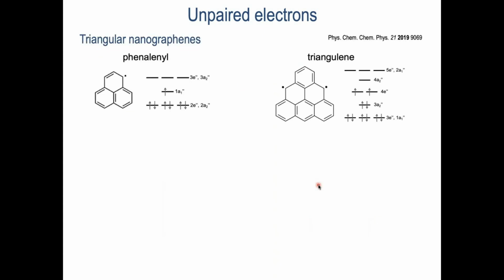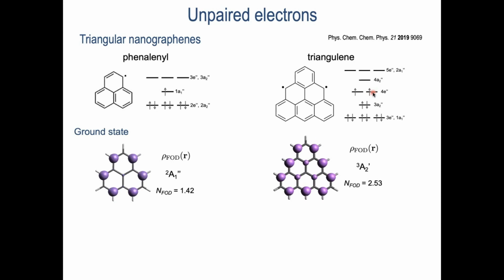So let me show you two examples of the use of these tools. Here we have phenylenediol and triangulene. The first is a radical with a doublet ground state, and triangulene has a triplet ground state with two electrons in two degenerate orbitals. We can compute the ground state of these molecules rather easily with RASCI spin flip, and here I'm showing you the representation of the density of unpaired electrons.